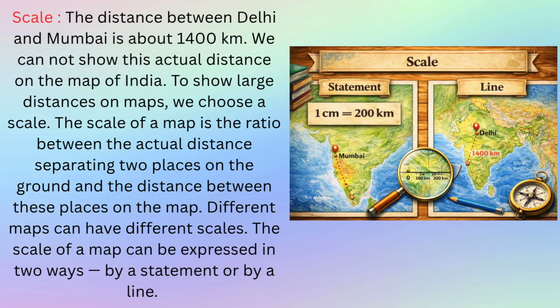Scale. The distance between Delhi and Mumbai is about 1,400 kilometers. We cannot show this actual distance on the map of India. To show large distances on maps, we choose a scale. The scale of a map is the ratio between the actual distance separating 2 places on the ground and the distance between these places on the map. Different maps can have different scales. The scale of a map can be expressed in 2 ways, by a statement or by a line.